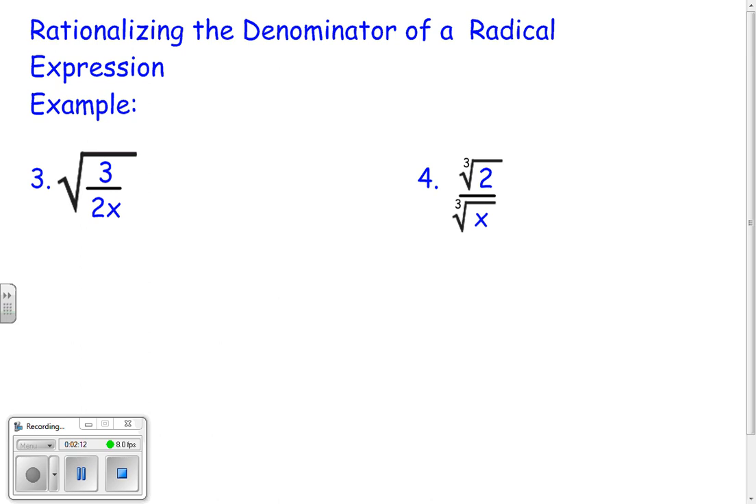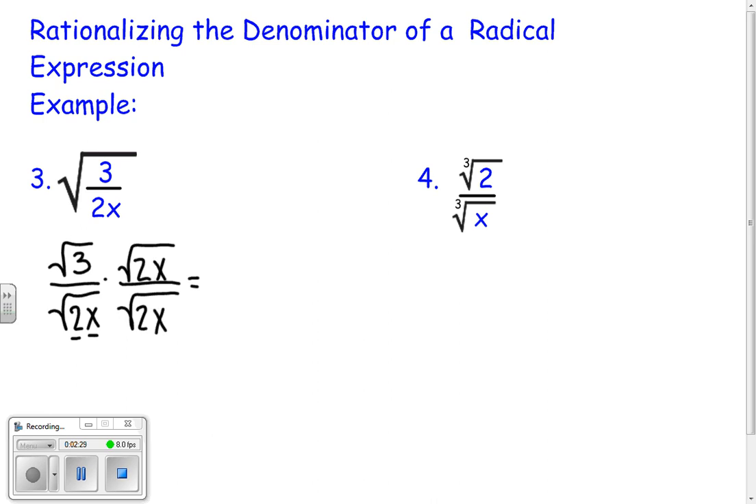In number 3, I'm going to start by rewriting this as 2 separate square roots. It makes it a little bit easier when rationalizing. This is a square root, so I need 2 of everything. I have 1, 2, so I'd like one more. I have 1x, so I'd like one more of that as well. On the bottom, the square root of 2x times the square root of 2x is the square root of 4x squared.